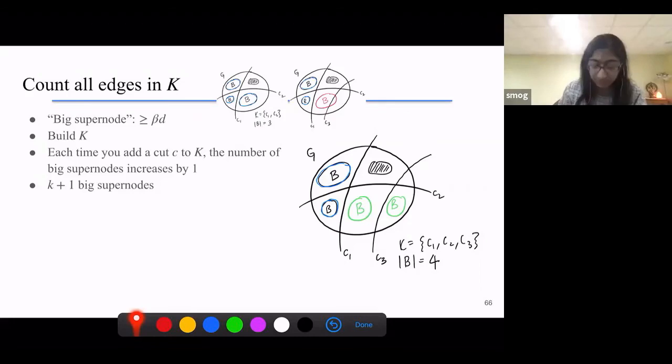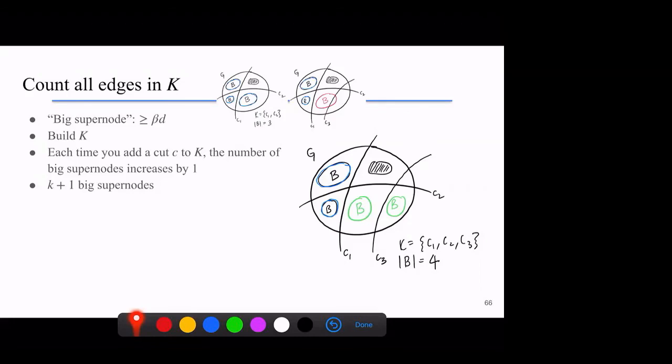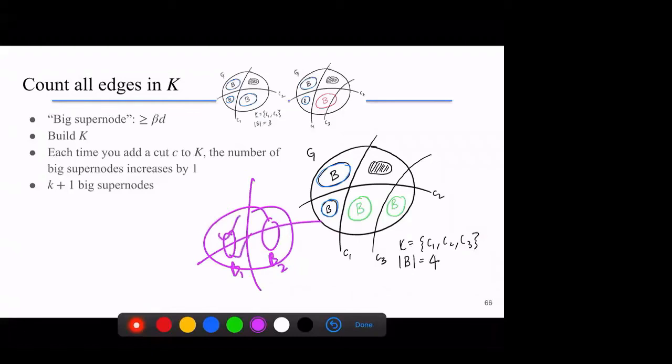Sorry, can you say that once more? Okay. Suppose you cut through 2 big supernodes, say B1 and B2. And B1 gets split into 2 more big supernodes. That means this is a good cut, right? But for B2, it gets split into 2 small supernodes. Then the number of big supernodes in your graph will stay the same.